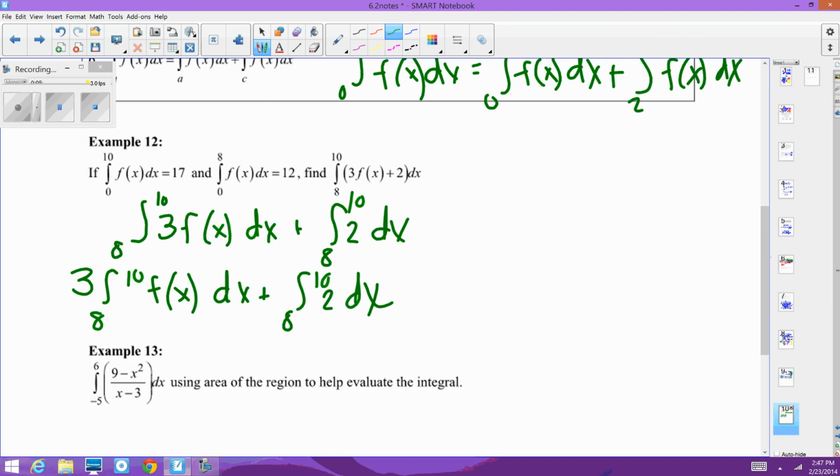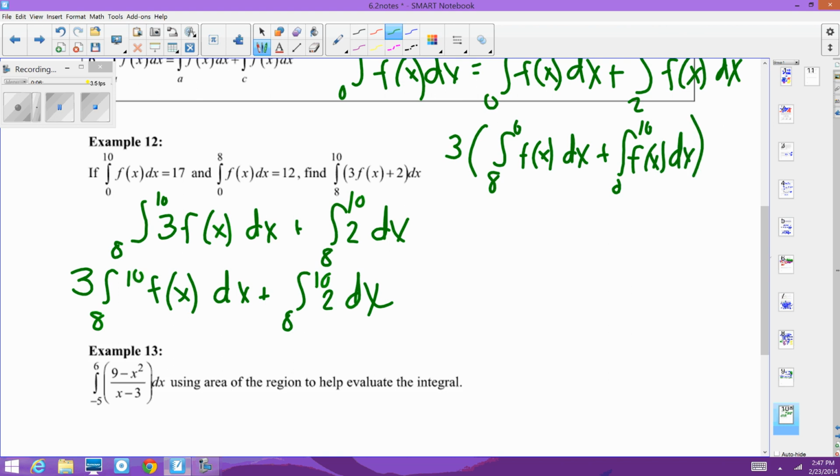But now, do we know what the integral from 8 to 10 is? We don't, but what we do know is this. We could write it as 8 to 0 plus 0 to 10. We have both of those. There's a couple ways of doing this problem. This is just one. And we still have that other part from 8 to 10 of 2 dx. Great. We don't know 8 to 0, but we do know 0 to 8.